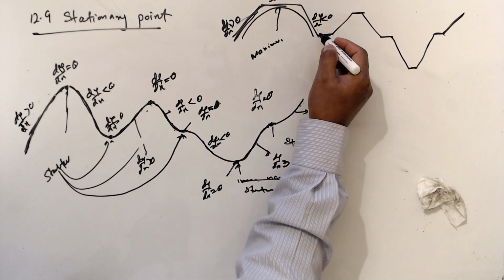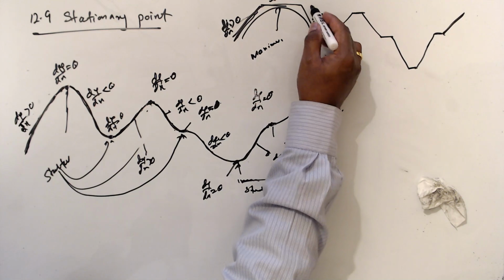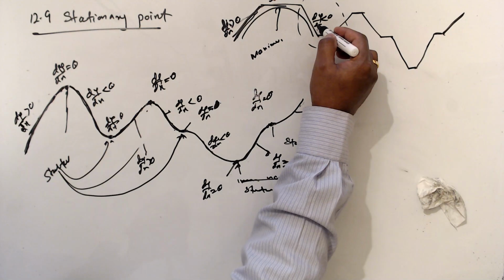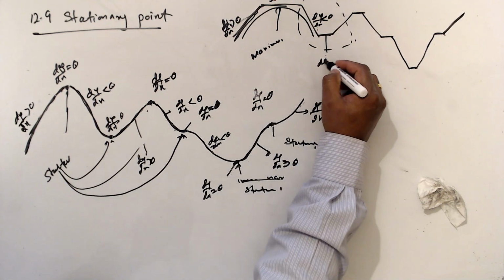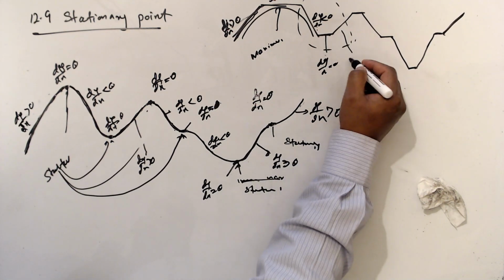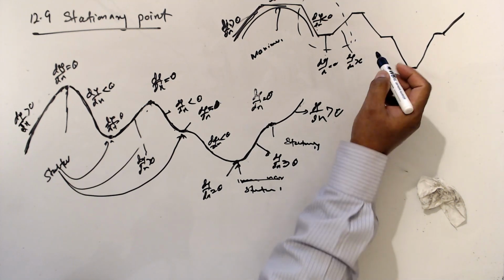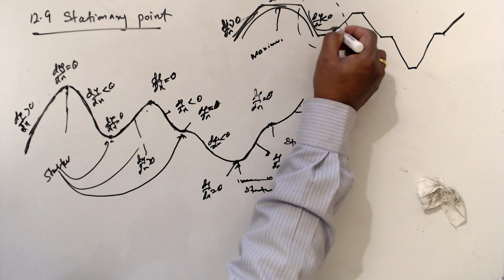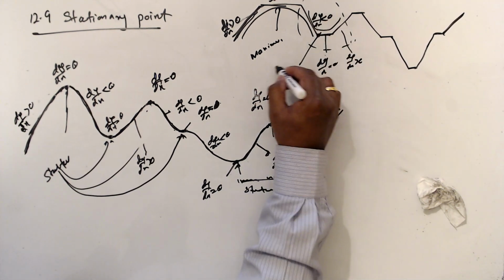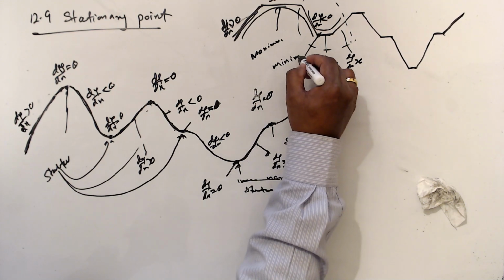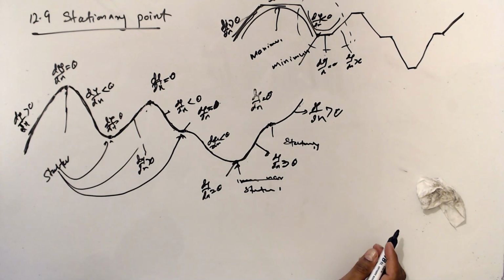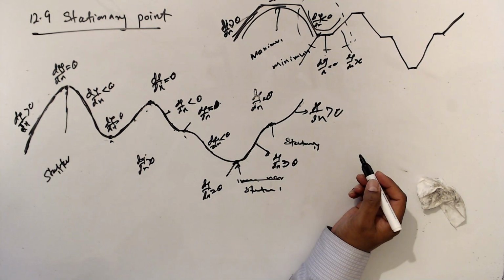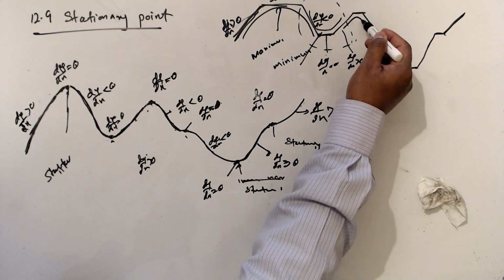And if you consider this part now, dy/dx less than 0, this is equal to 0, and this is dy/dx greater than 0. Then what is this one? This is a minimum. So you can see this is again a maximum.